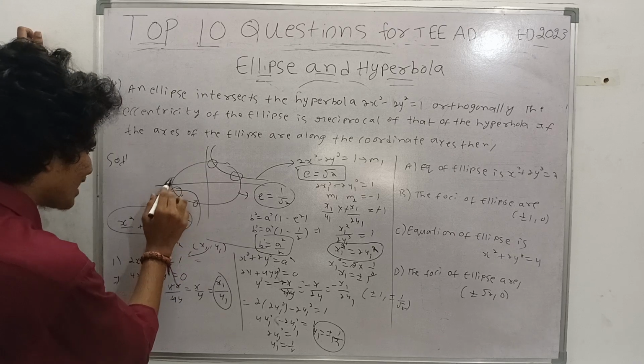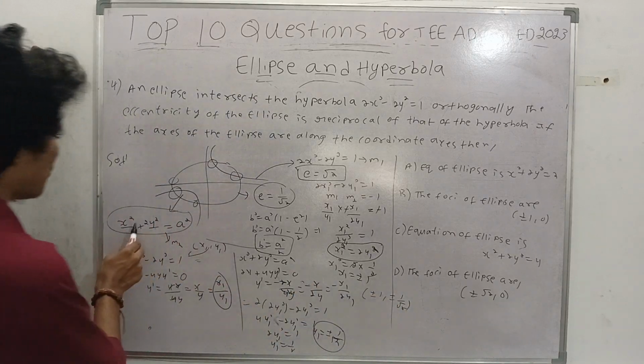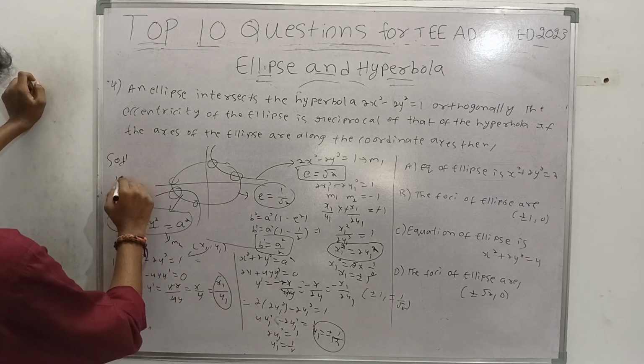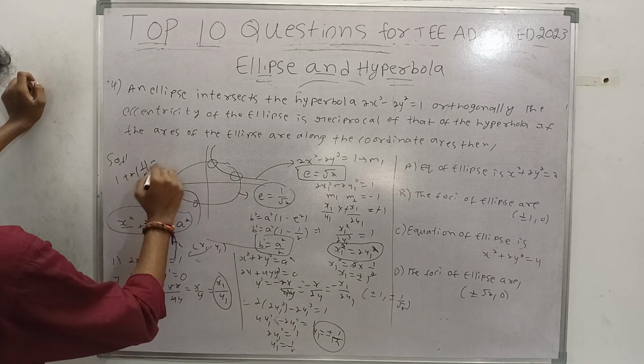So these points also lie on the ellipse. I can substitute these points in the ellipse and find the equation. That is, for the point 1 comma 1 by root 2, I substitute: 1 plus 2 into 1 by 2 equal to a square.